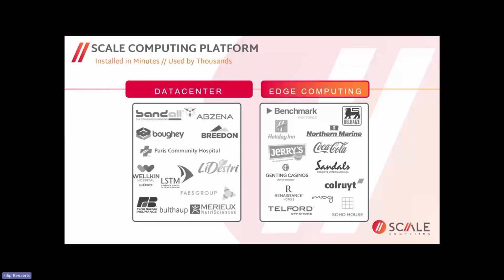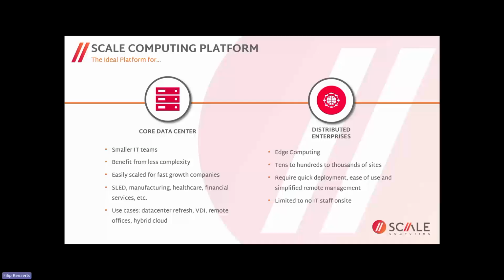Probably already said, so where is our focus? It's basically your core data center or edge computing. But to narrow that down, what are the typical customers that we see? For that core data center, we're looking at IT teams who have a lot of tasks on their plate. They benefit a lot from less complexity, an all-in-one solution, and they want that high availability. And they can easily scale. So if they have multiple locations or they just want that flexibility to scale in the coming years.